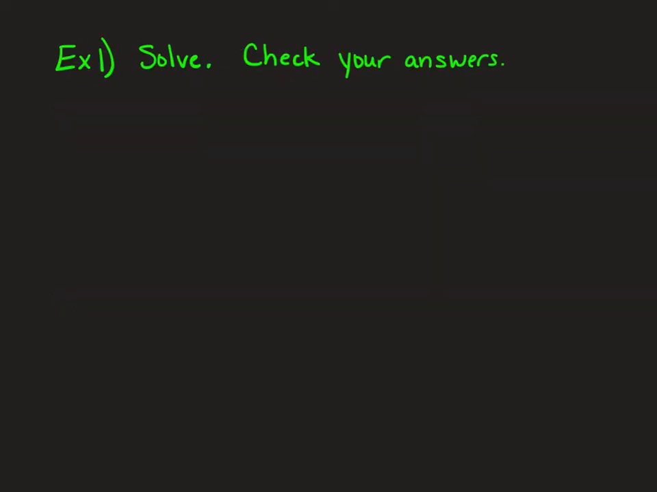Example 1, we're going to solve and check your answers. Part A, we have -6 plus x equal -7. Now, if I'm trying to get x by itself, I usually start by boxing in the term that includes x. So I just have the term positive x. I want it by itself on the left side, so I need to get rid of this -6. So to undo a -6, I simply add 6 to both sides.